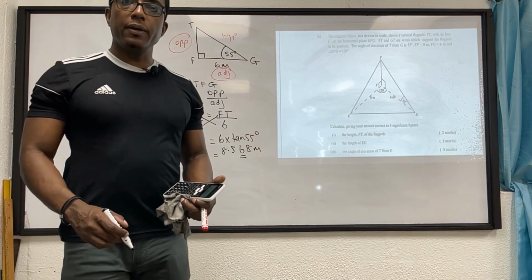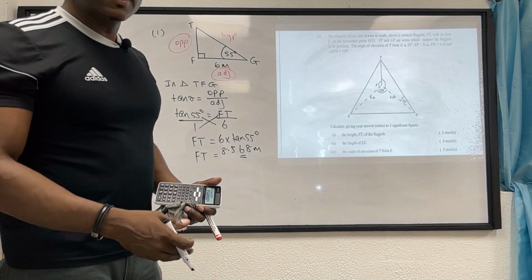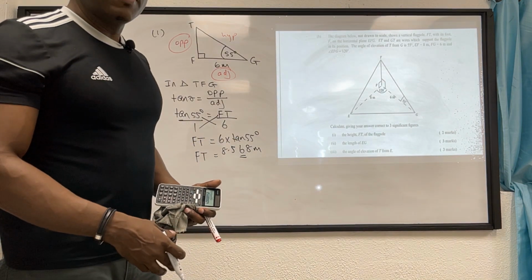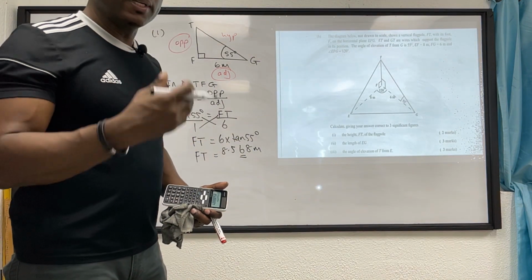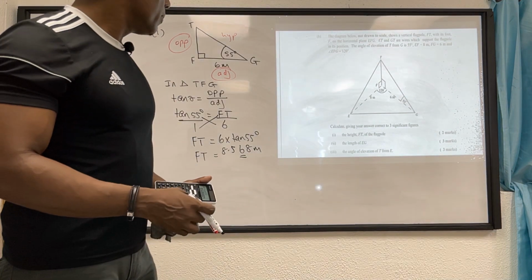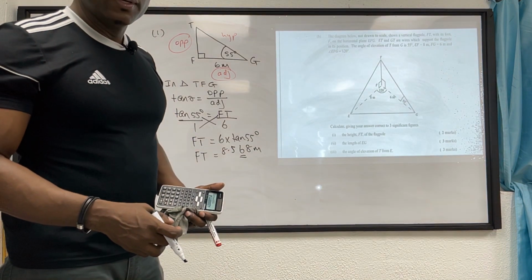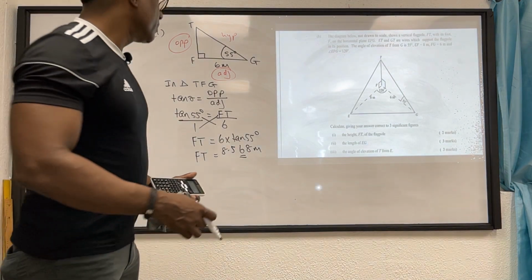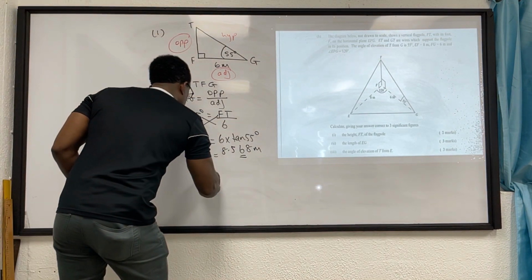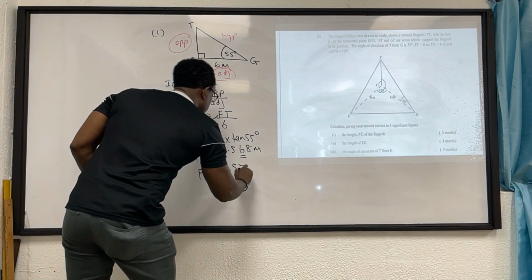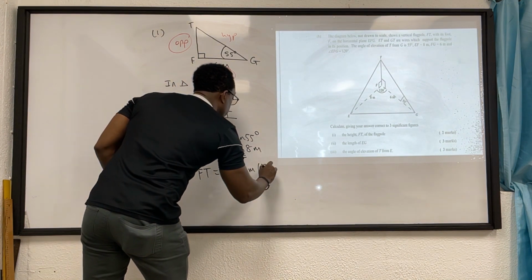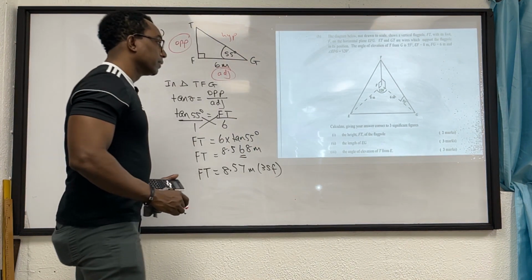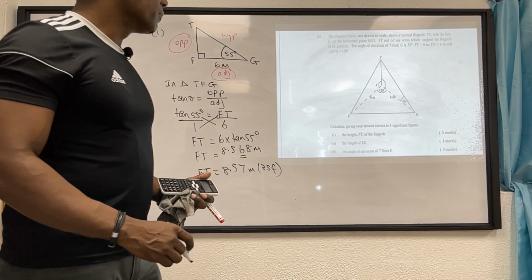Third significant figure, we look at the number immediately after, which is 8. Once that number immediately after is 5 or more than 5, we're going to add 1 to our number before, which is 6 on the line. So therefore, this becomes FT is 8.57 meters to 3 significant figures. So that's our answer there for part 1.